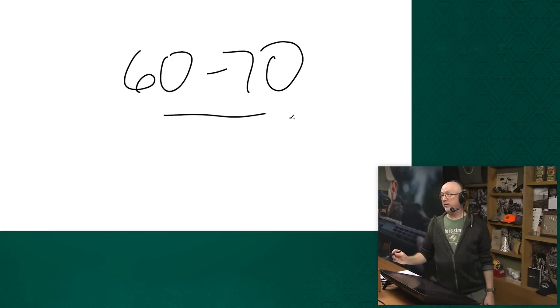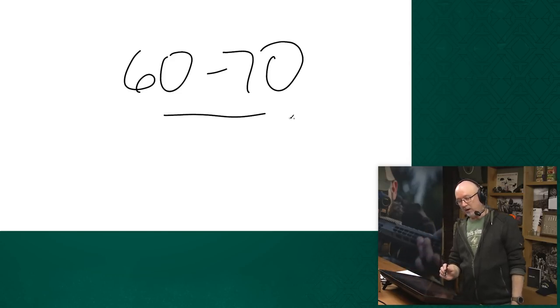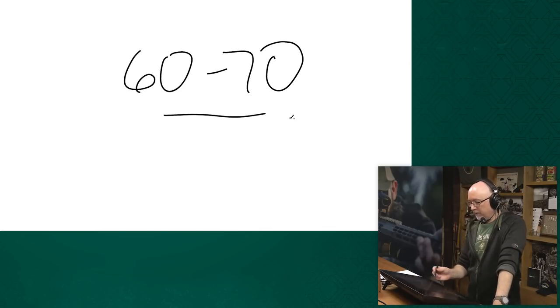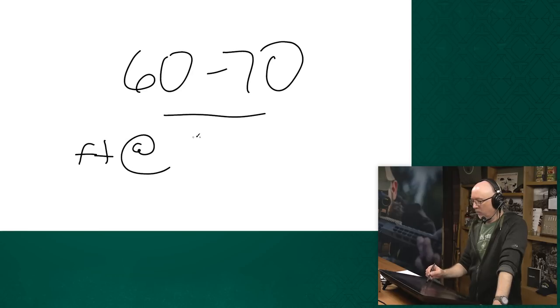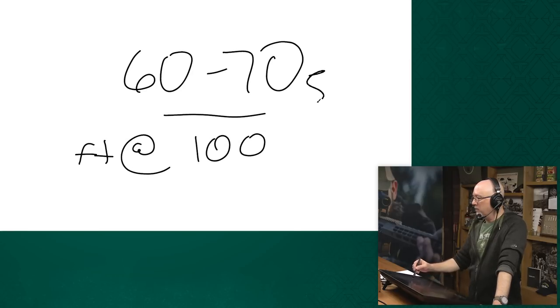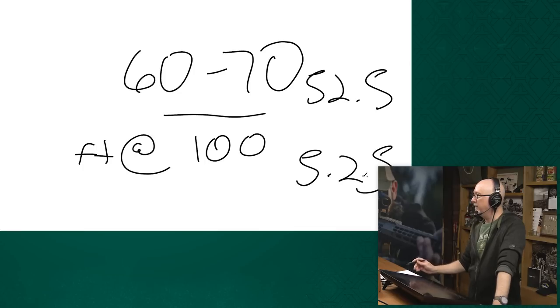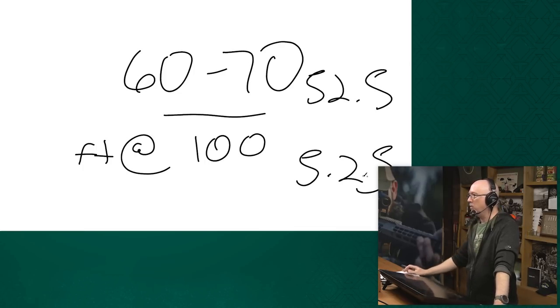Now, if you were going to do this with rifle scopes, because the linear field of view is expressed in feet at 100 yards, rather than using the 52.5 in the math, you would use 5.25. Because we're just shifting the decimal point over. But the math works out exactly the same.